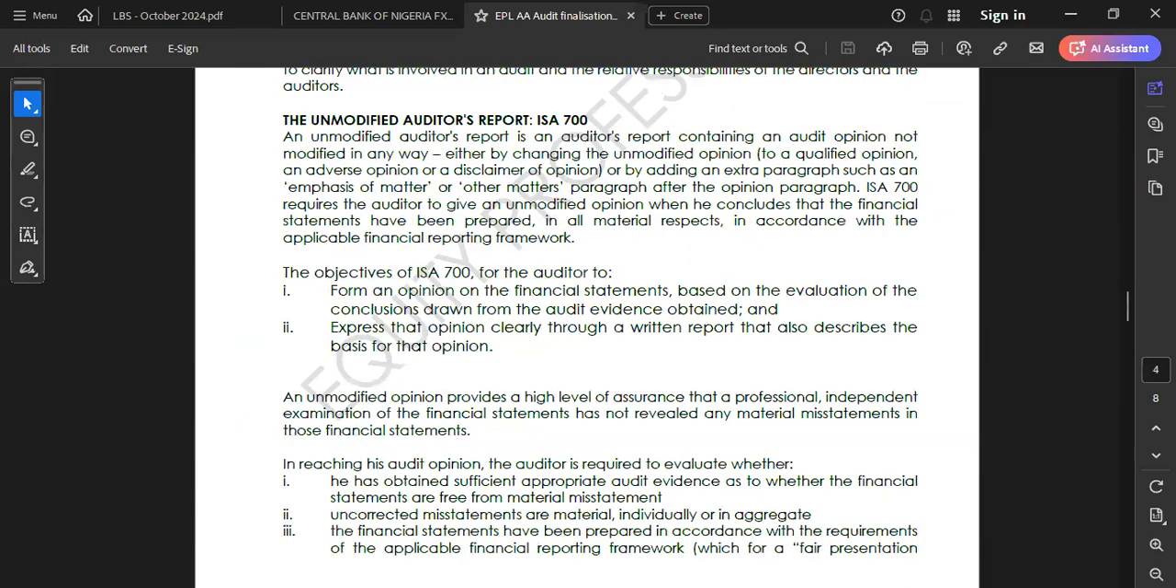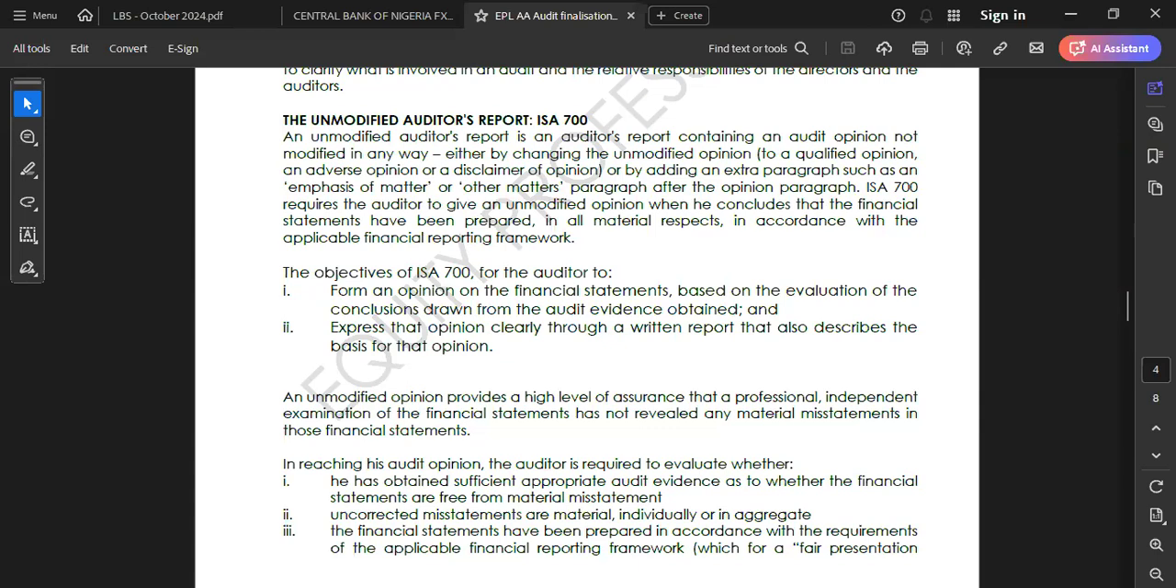So we want to look at unmodified audit report. I said that there are four standards that speak to how an audit report should look. The first one is ISA 700 and is the unmodified audit report. The second one is 701 and is key audit matters. The third one is 705 and is how you modify opinion in the audit report. So that's modified opinion. The last one, 706, speaks to emphasis of matter paragraph and other matter.